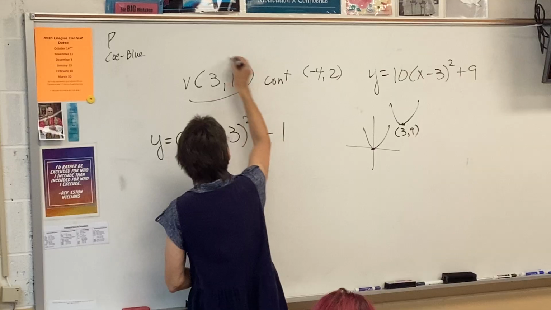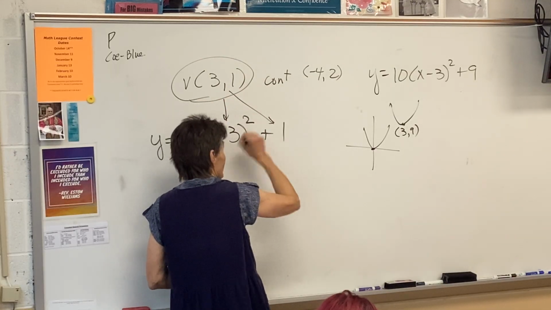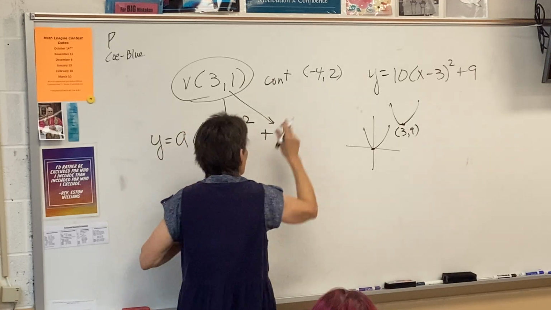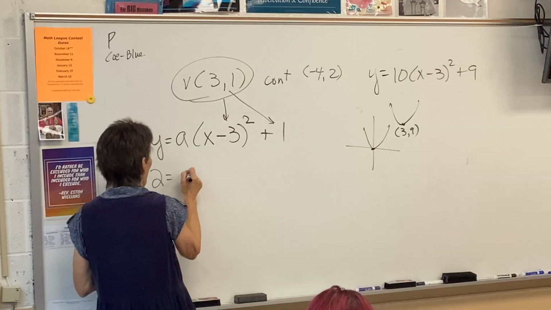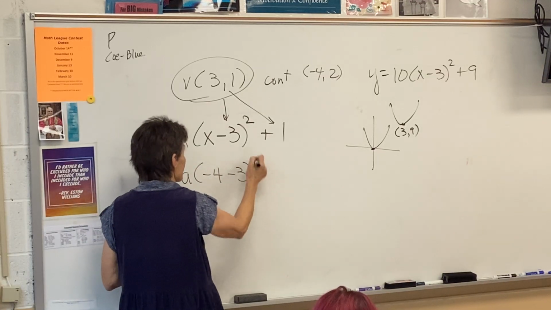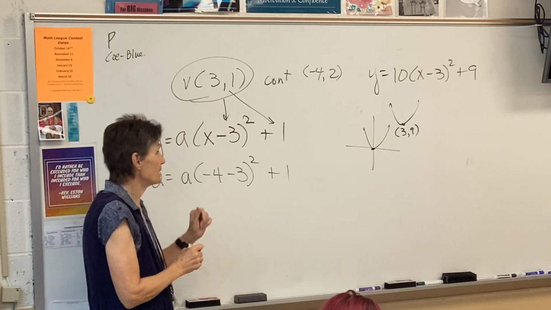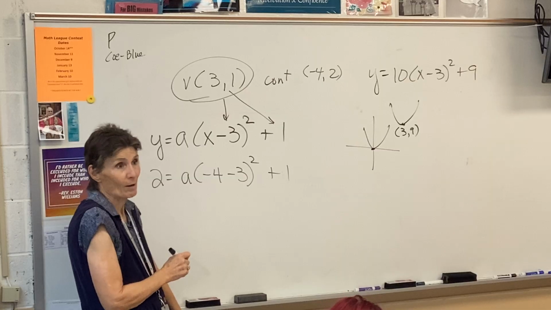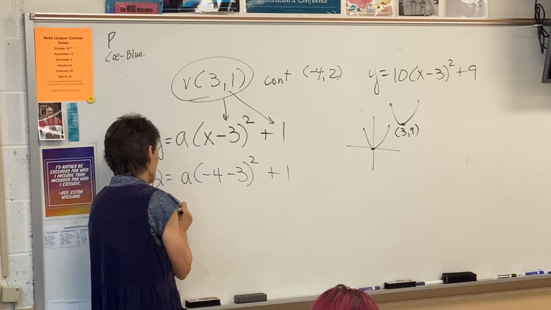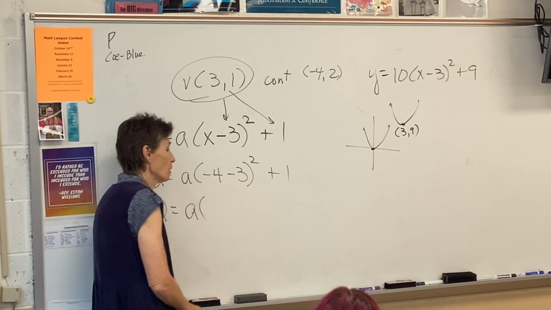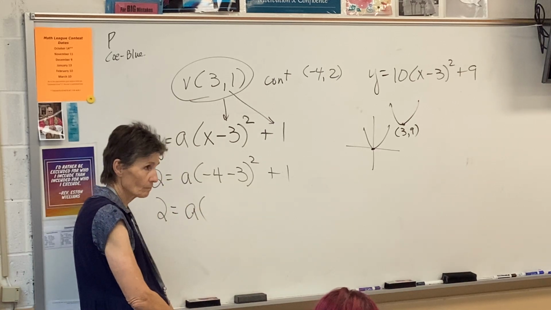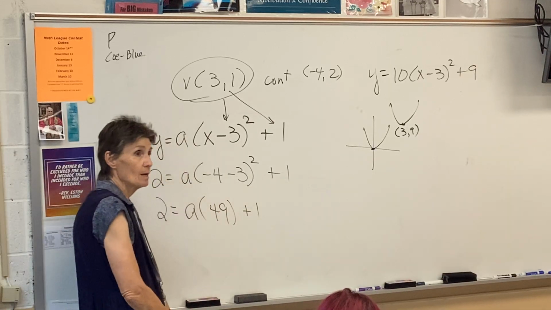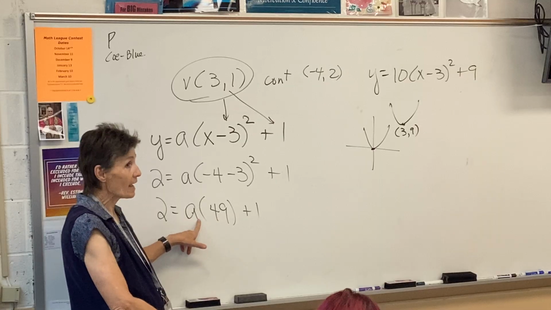So the vertex goes in here. The vertex actually goes into the equation, becomes part of the equation. That point is the y and the x that I'm going to plug in for y and x and find my number out front. So, -4 minus 3, -7, but it's squared, so it's 49. That 49 is hooked to A.